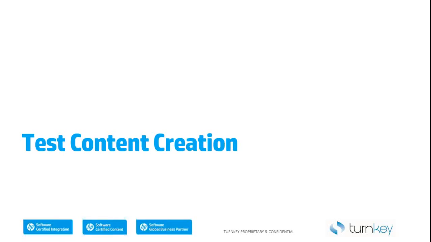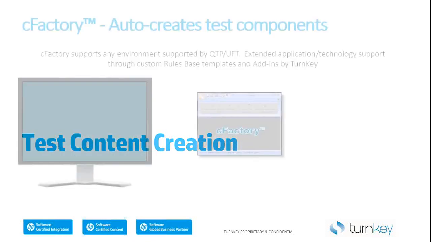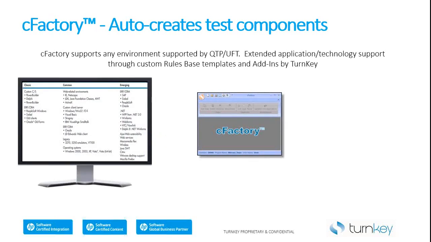So I'm going to go through this sequentially. I'm going to start with how we create content in this component-based architecture. We know how it's done in a script-based environment, but how do you do it in a component-based environment? CFactory is the heart of our solution, and it auto-creates these test components. For those of you who use BPT, when we talk to companies that use it, we find it generally takes, depending on the complexity of a given screen, somewhere between 2 and as much as 8 hours to develop a BPT component, say for a really complex SAP screen.